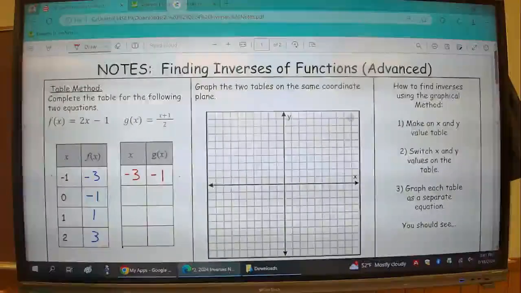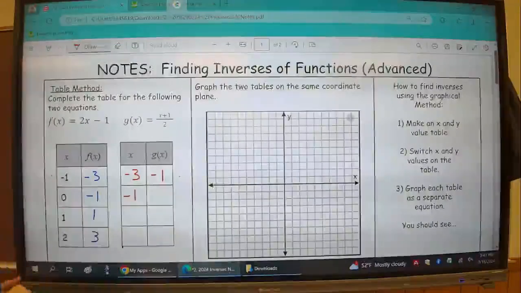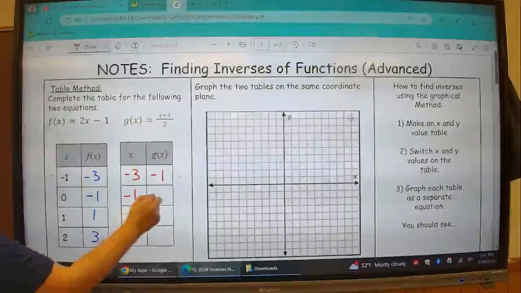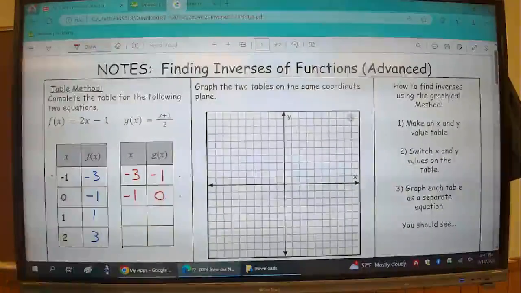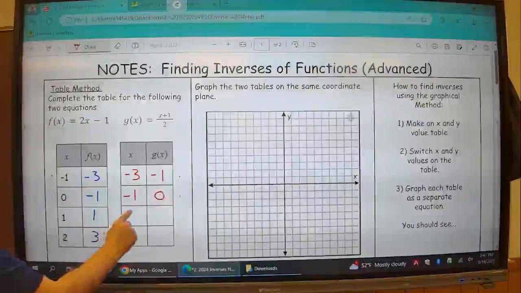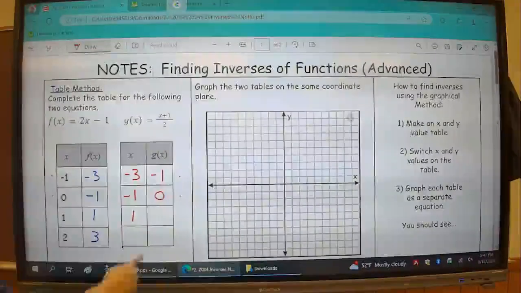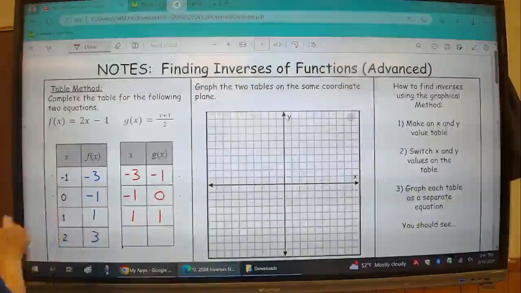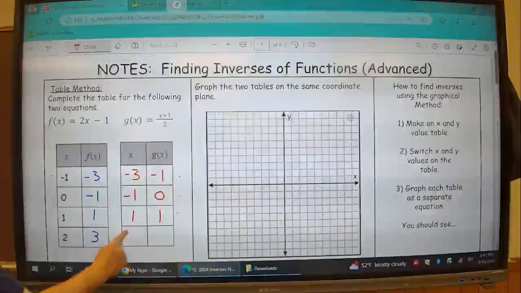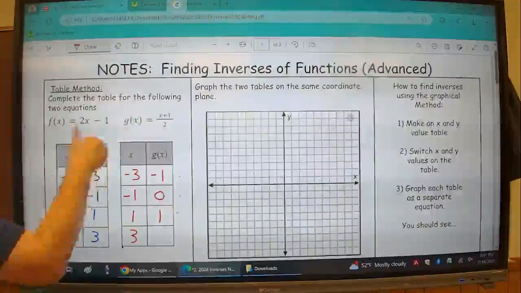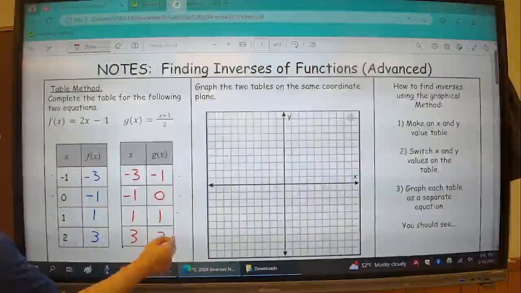It did. I take that negative 1 and plug it in. Negative 1 plus 1 is 0. 0 divided by 2, still going to be 0. It did. I take that 1 and plug it in. 1 plus 1 is 2. 2 divided by 2 is 1. It did. Take that 3 and plug it in. 3 plus 1 is 4. 4 divided by 2 is 2.